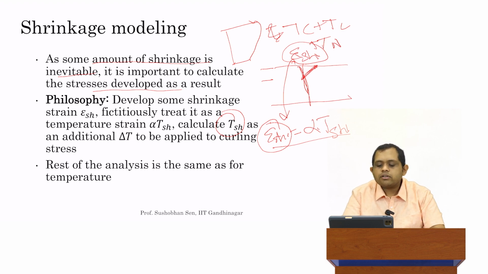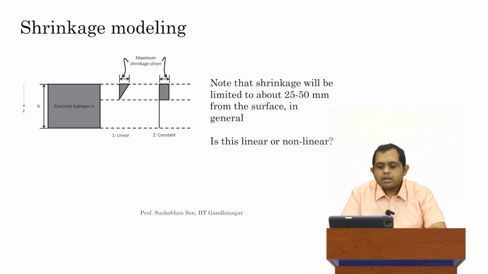So that's basically the philosophy, is that we calculate the shrinkage strain and then we convert it into a fictitious shrinkage temperature, and then the analysis proceeds as usual as we do for temperature. So really, when it comes down to estimating shrinkage stresses, the real question is, how do we calculate these shrinkage strains? Now, one thing I want to show you, that generally, even qualitatively speaking, what do these shrinkage strains look like? There are basically two models.